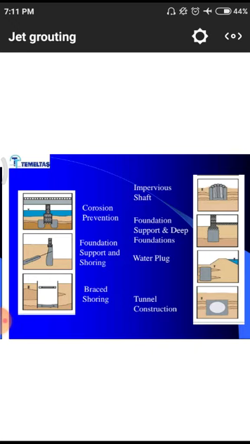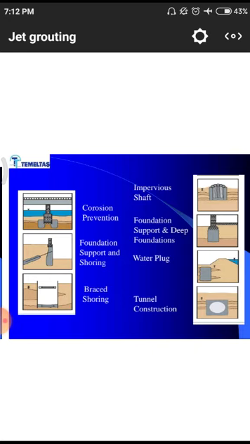After that, some of the structures which have supports also have to be shotcreted with the help of these jet groutings. In braced structures also we have to arrest failure by using this shotcreting phenomenon. And impervious shafts, foundation supports and deep foundations. Deep foundations means large span bridges constructed along river banks. In those cases also we have to go for this kind of technique.